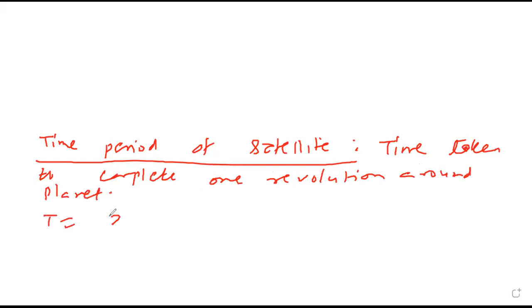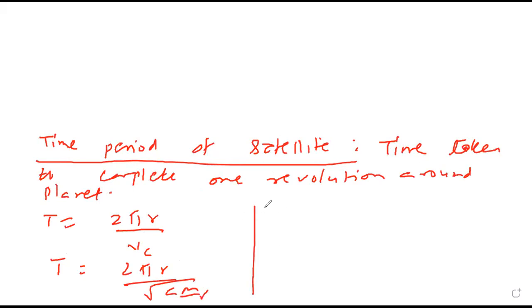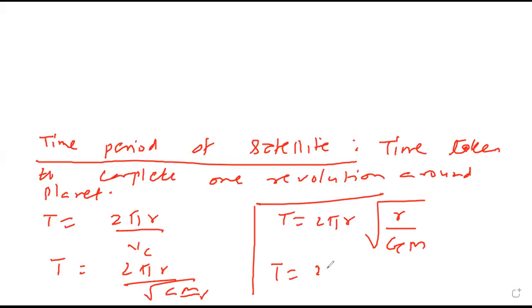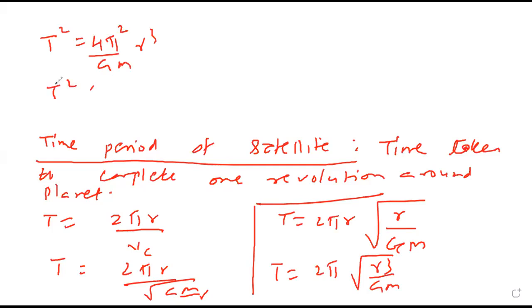So we can say T is 2 pi r upon the critical velocity vc. It is the same as 2 pi r upon root of GM by small r. So time period T will become 2 pi r root of r by GM. Therefore T is 2 pi root of r cube upon GM. So T square becomes 4 pi squared into r cube upon GM. That means T square is proportional to r cube. So remember T square equals 4 pi square upon GM into r cube. Therefore T square is proportional to r cube. Copy.